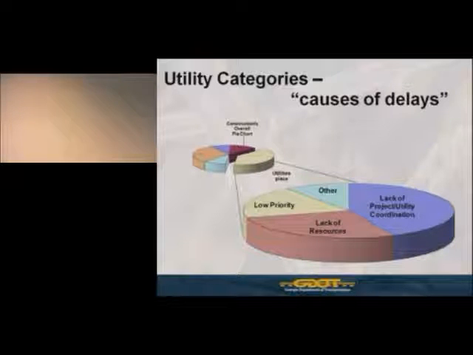Essentially, the construction office sets this up in 4 categories: lack of project utility coordination, lack of resources, low priority, and other. The 2 items, lack of resources and low priority, are essentially items related directly to the utility industry and utility owners specifically. Lack of resources on the utility owner's part, whether it be equipment, crews, etc., and performing work on DOT projects. Low priority.